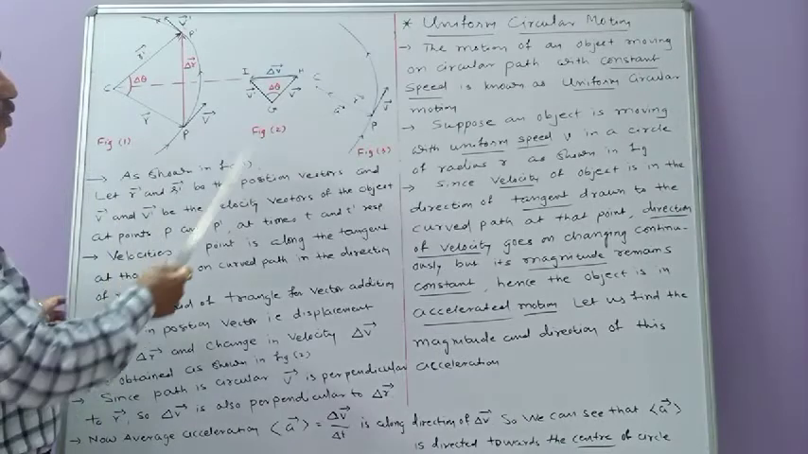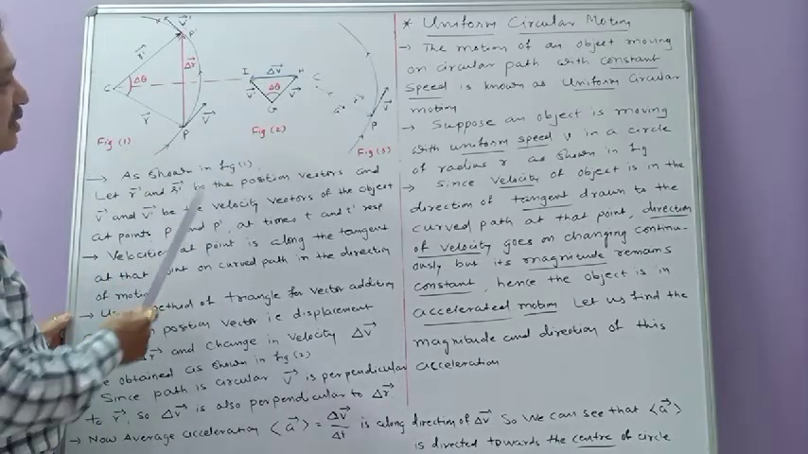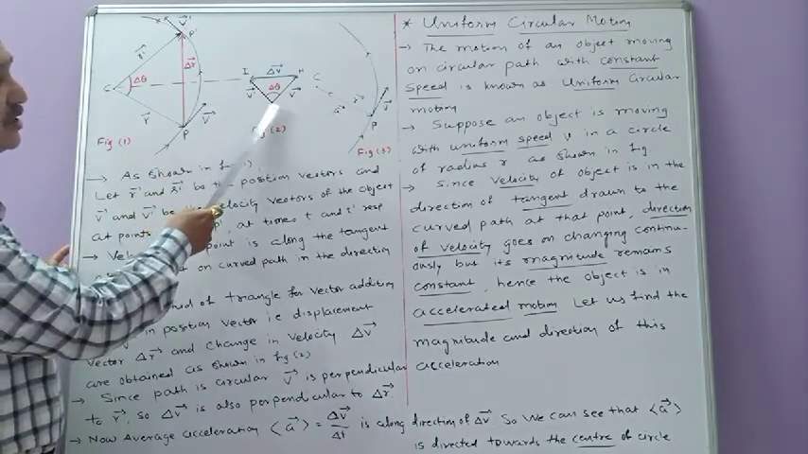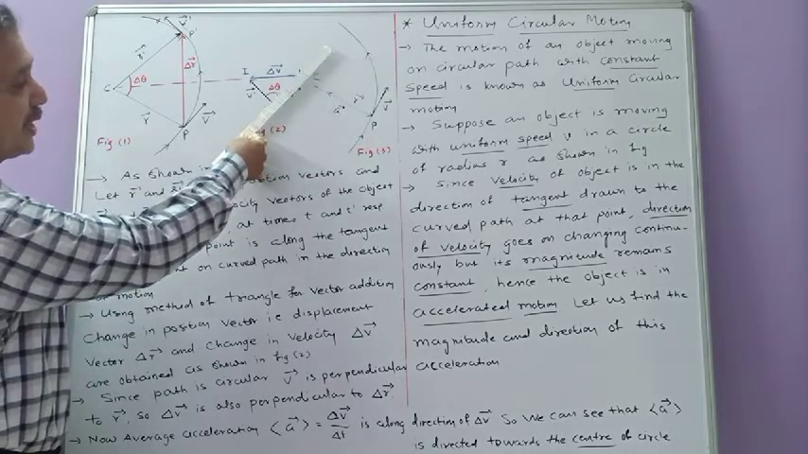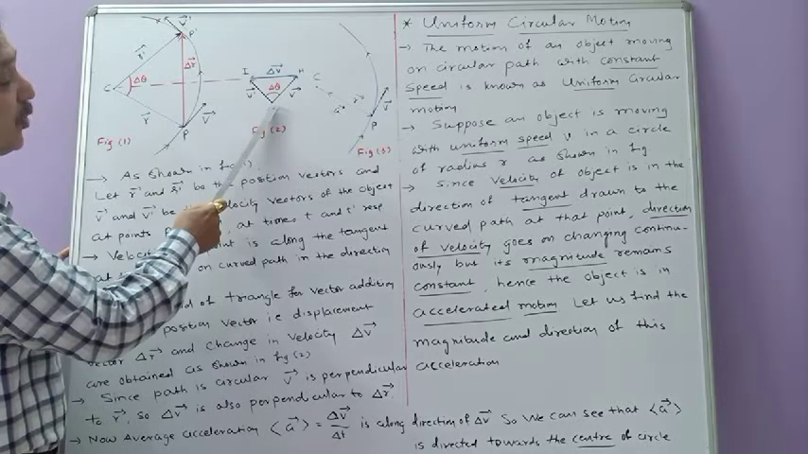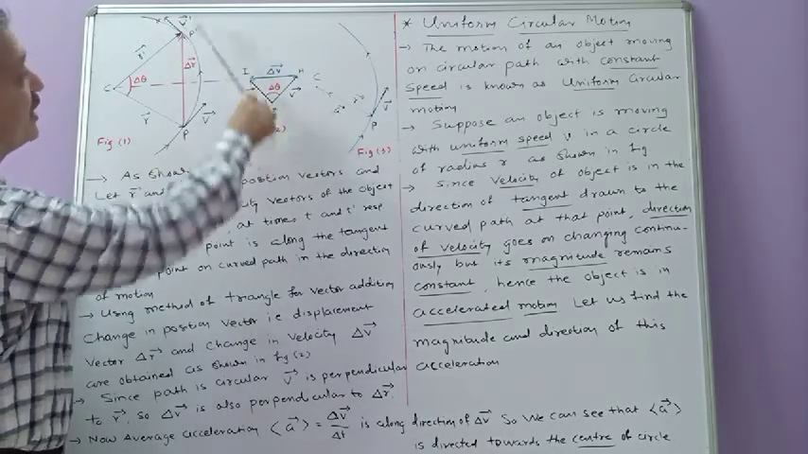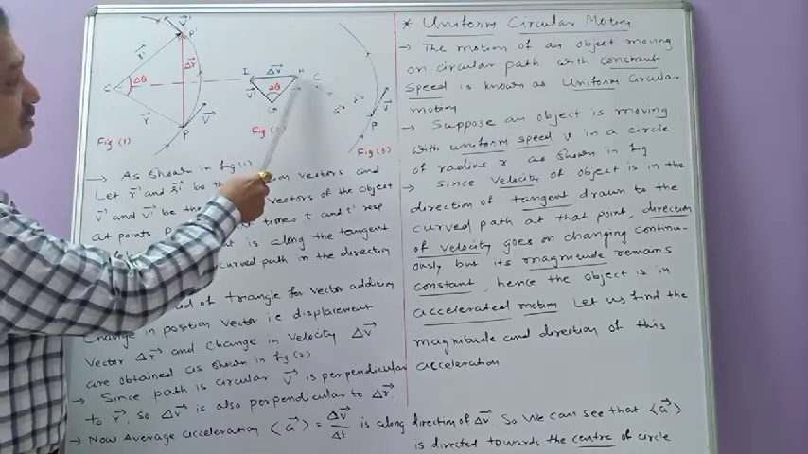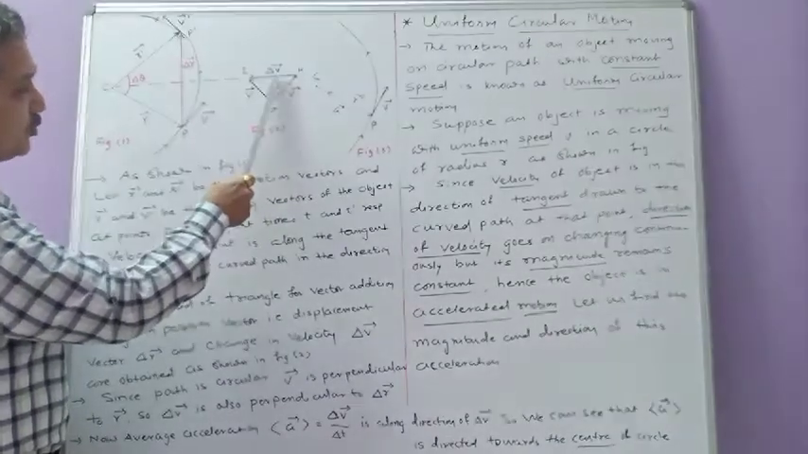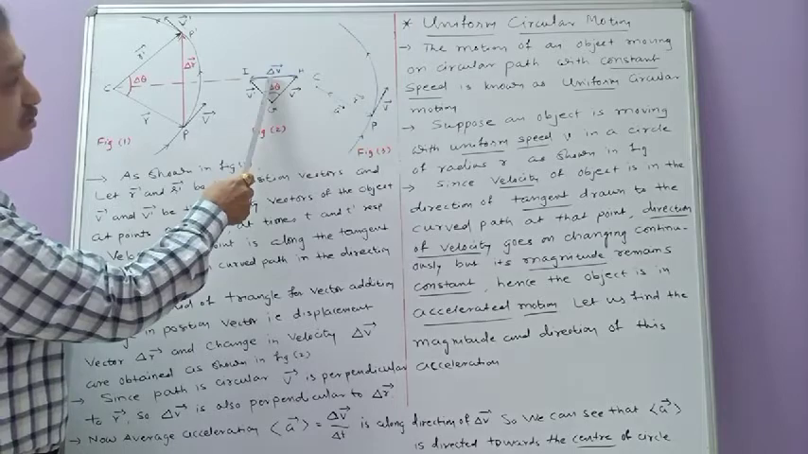Similarly, you can also obtain the change in velocity. Consider one more point G, and from the point G I draw an arrow parallel to vector V. From the point G I draw an arrow parallel to V dash. By joining the heads of these two vectors, from this point to this one, I say this is delta V, the change in velocity.